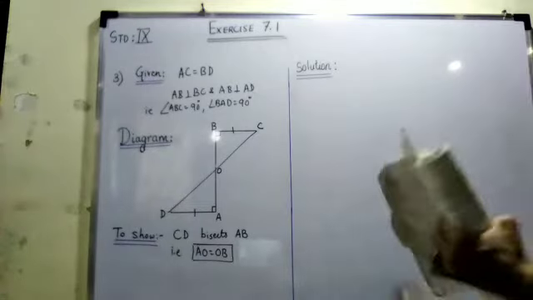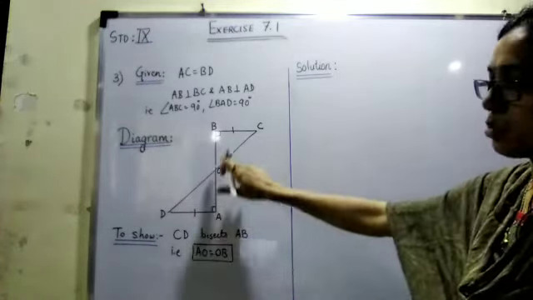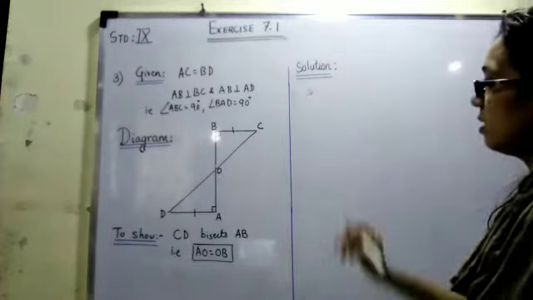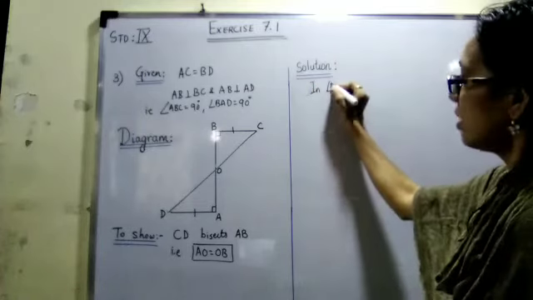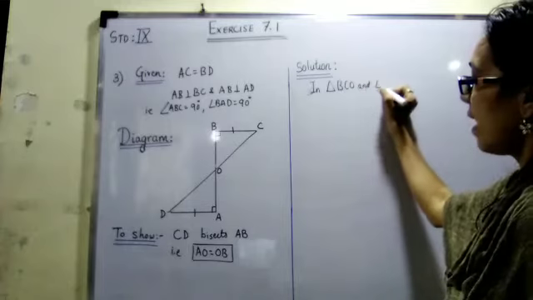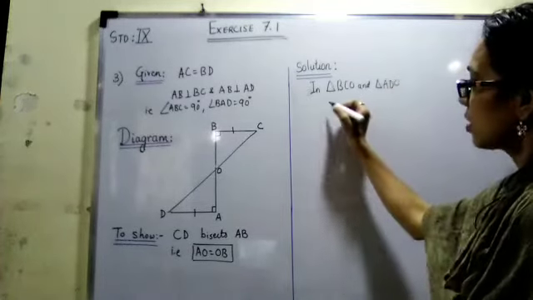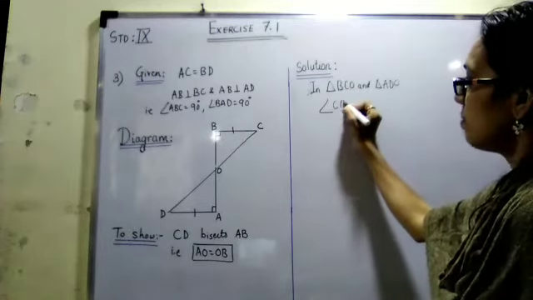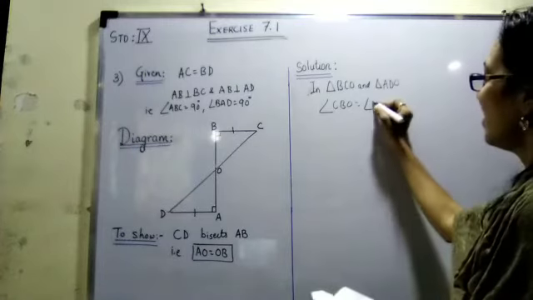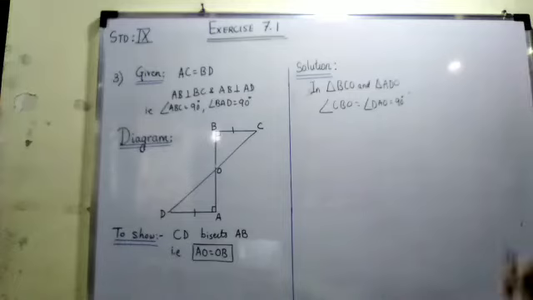So let us write down the proof. So you can see which two triangles we have to compare. These two triangles. So we'll compare the triangles. In triangle BCO and triangle ADO, angle CBO is equal to angle DAO, which is 90 degree given.